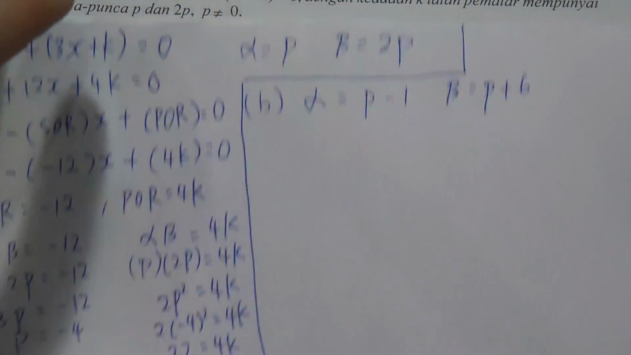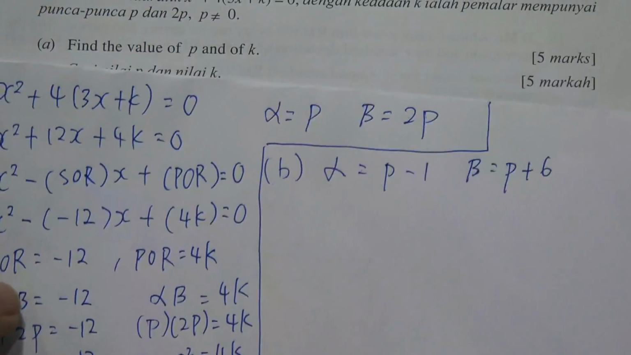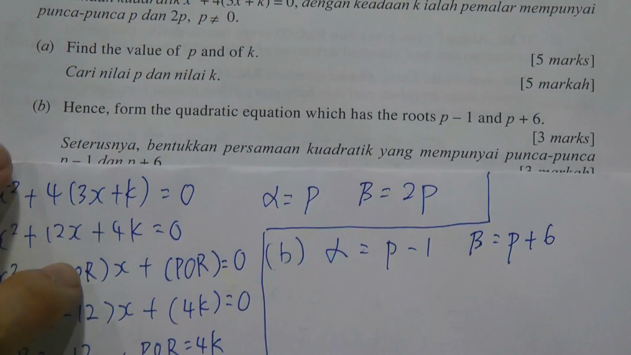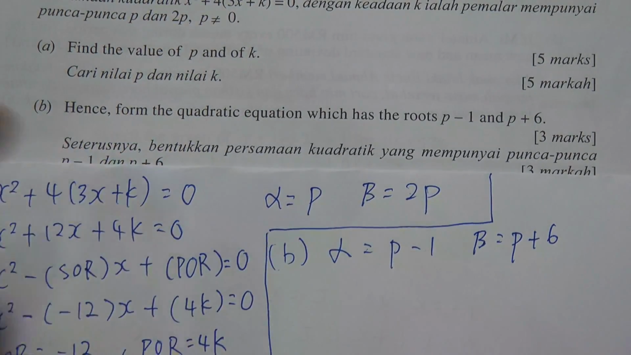What did we get for the p value just now? We got p equal to negative 4. So I just substitute p equal to -4 into here, and then I form the new equation.